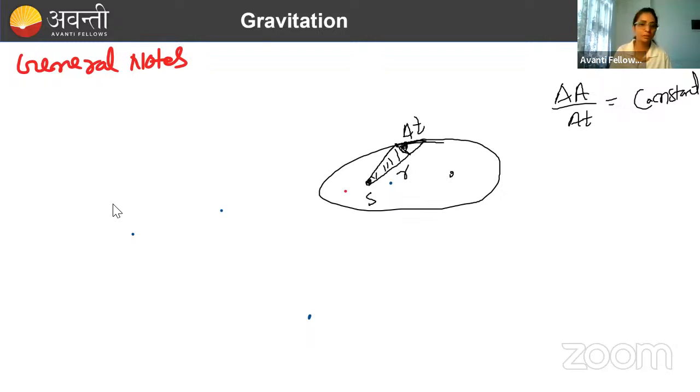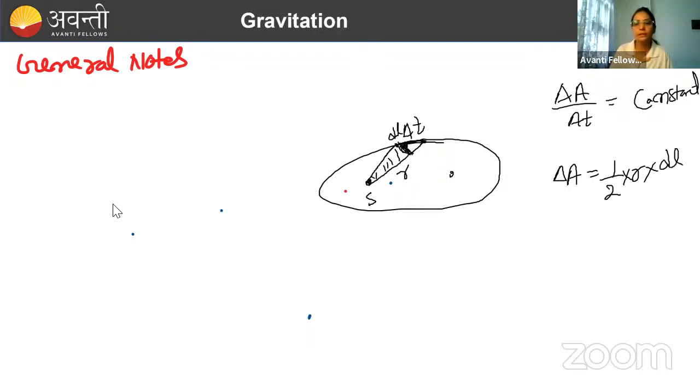Base is equal to how much? Equal to the radius at this point. So if you are going to calculate delta A, it will be half base into height. Height can be taken as dl, the length of the arc. This and this can be taken as almost the same.